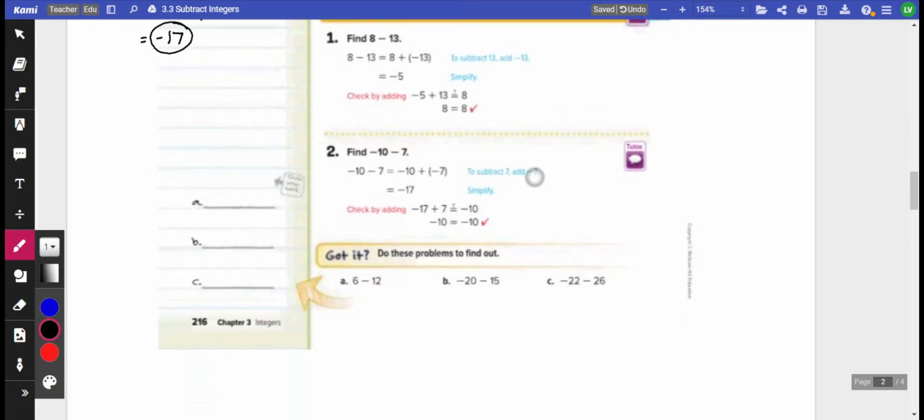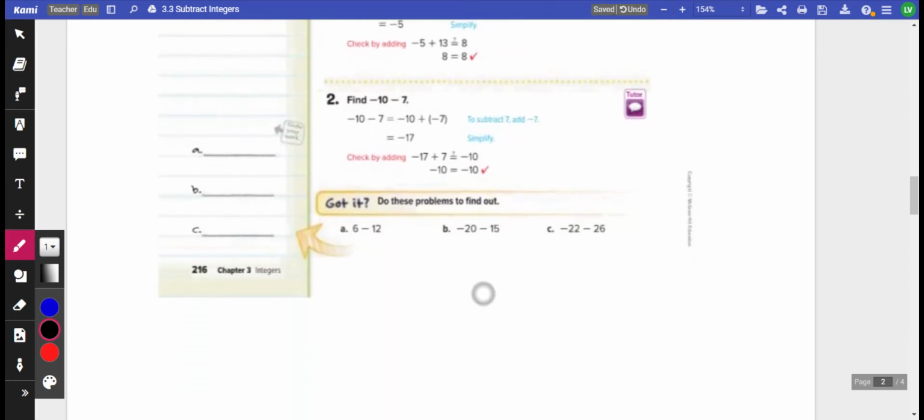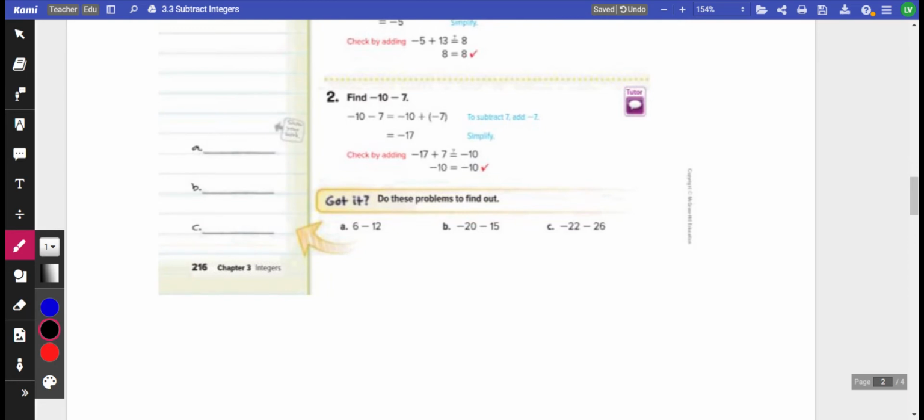All right, let's try these 3 problems at the bottom. Letter A, 6 minus 12. Want to change that using additive inverse, so 6 plus -12, which simplifies down to -6. So my answer for letter A is -6. I like to add and put it as a -12 using a different color.